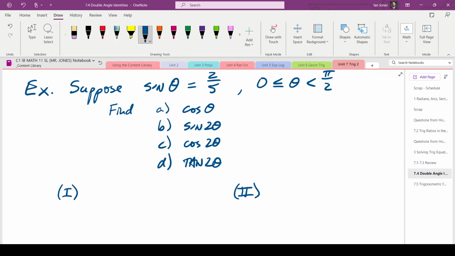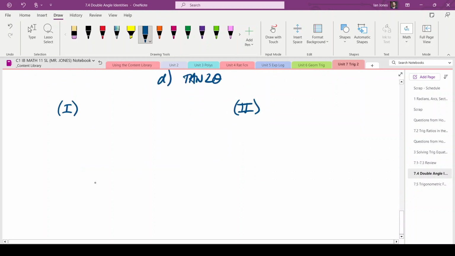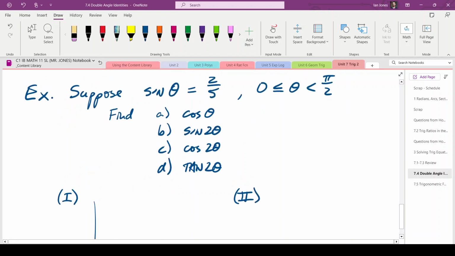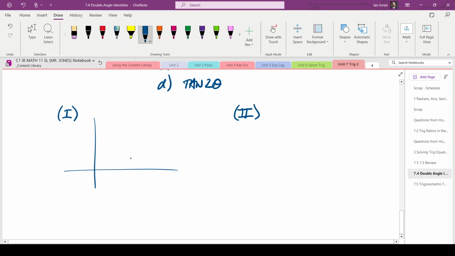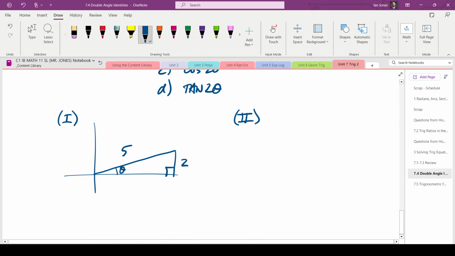I've got sine theta is 2 over 5, and we're in the first quadrant. I don't even need to draw all the other quadrants. I've got sine theta, so that's y over r. So my y is only 2, whereas my r is 5. Okay, and there's my theta. And I'm asked for cosine. Well, cosine is x over r. So I'll use Pythagoras to find x.